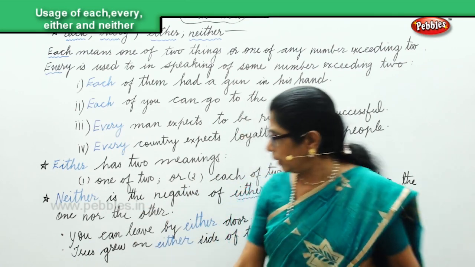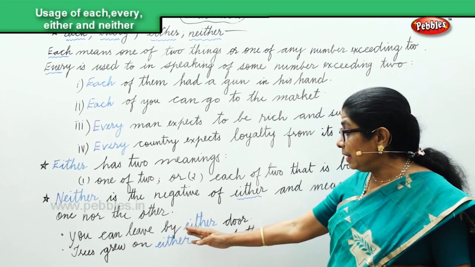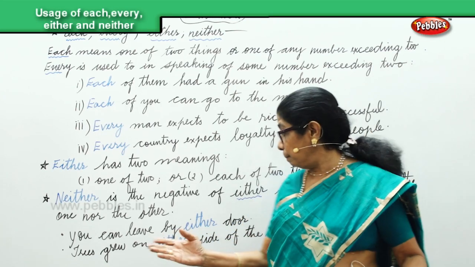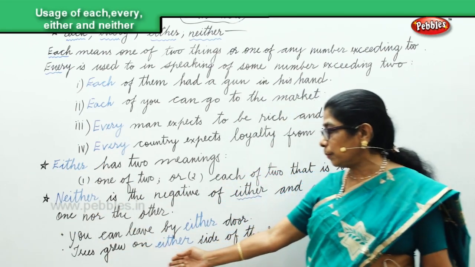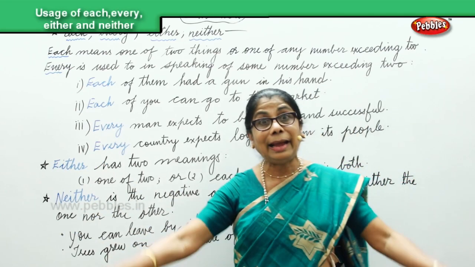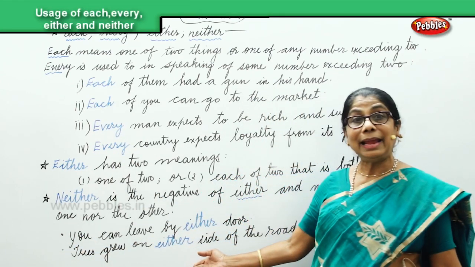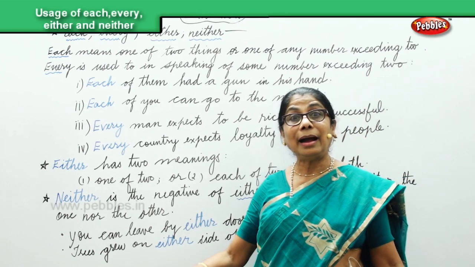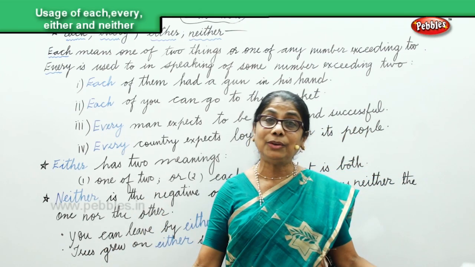None of those. Now, for the sentences we have here, you can leave by either door, this door or that door, any door you can choose. The trees grew on either side of the road, both sides. You can say, I looked at either side of the road before I crossed. That means you look to your left and you look to your right.